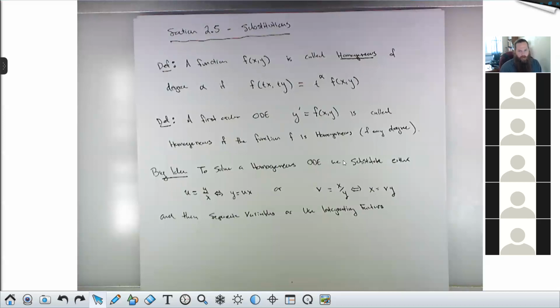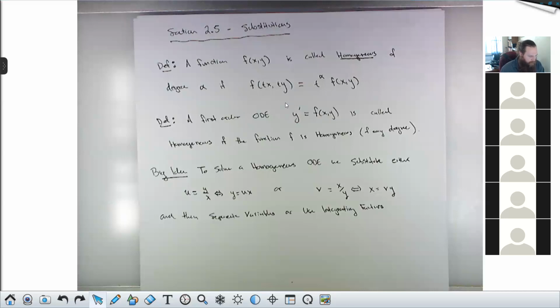The kind of long game here is going to be, you're going to take your ODE, test to see if it is homogeneous, and then you're going to write it in differential form, kind of like we do for the exact equations, and then you'll make your substitution. That's generally the procedure here. So let's see.